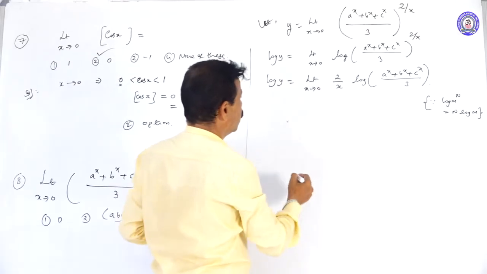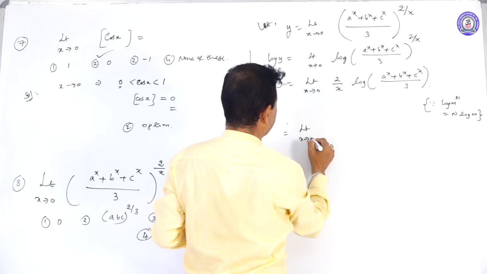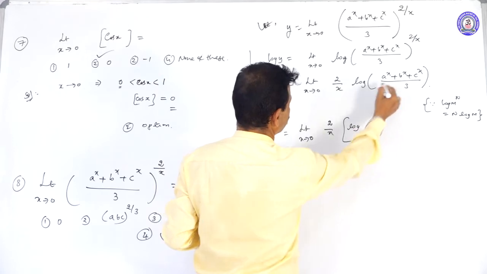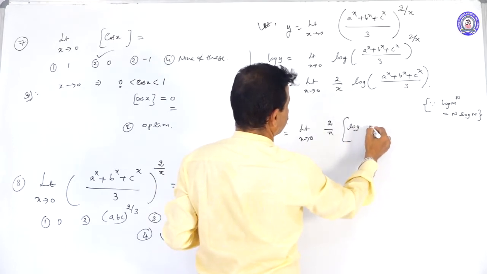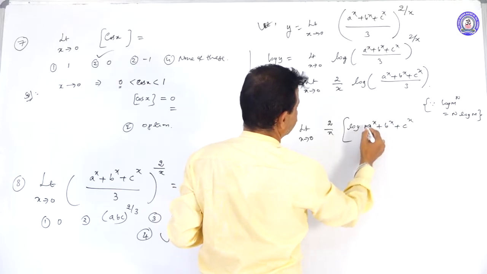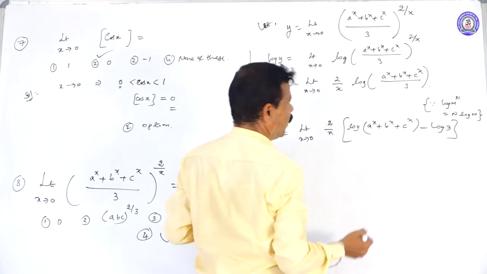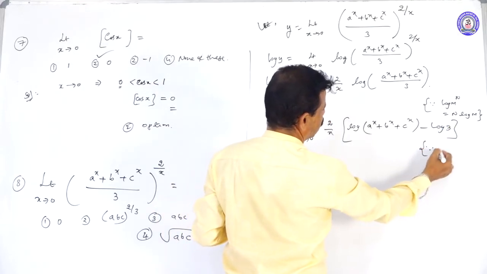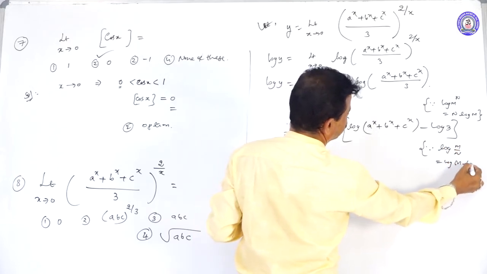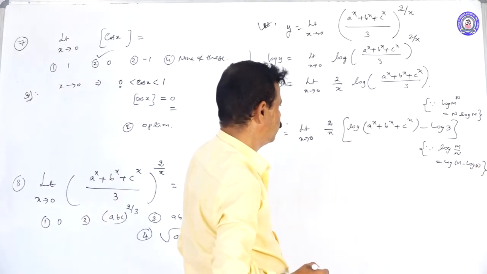Otherwise, this expansion log m by n is also considered. Log of the limit as x tends to 0, 2 by x, log of this value: log (a^x + b^x + c^x) minus log 3. This is the log m by n formula. Since log m by n is equal to log m minus log n, according to this formula we apply it here.